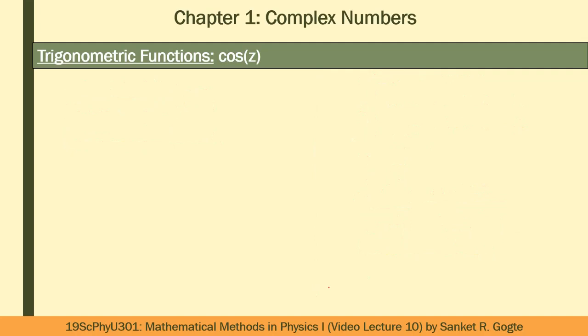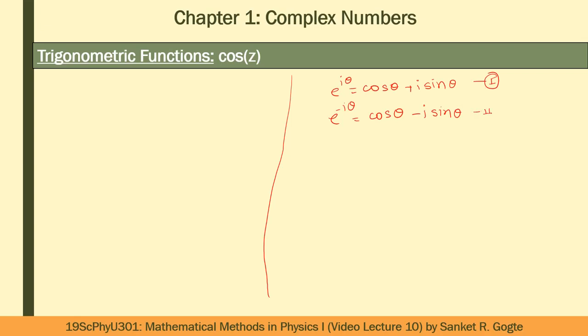Cosine z is defined in a very similar way. Again, Euler's formula is used. e to the power i theta is equal to cos theta plus i sine theta, and e to the power minus i theta is cos theta minus i sine theta. So this is equation 1, this is equation 2.